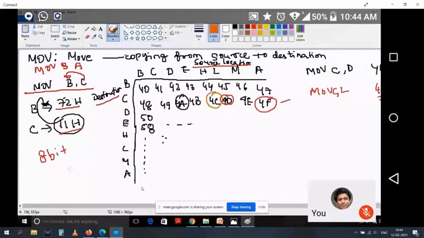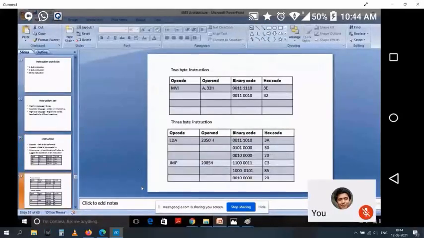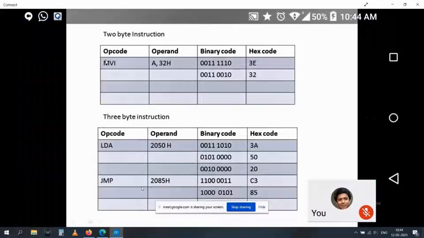Okay, so this is the move instruction that is going on. An instruction can be of 2 bytes also. See, MVI is immediate. You are putting the data 32H into the accumulator. There are 2 hex codes for it. The first is 3E, which tells me to immediately move the content into the accumulator. The content I am moving is the second, 32. It is a 2 byte instruction.